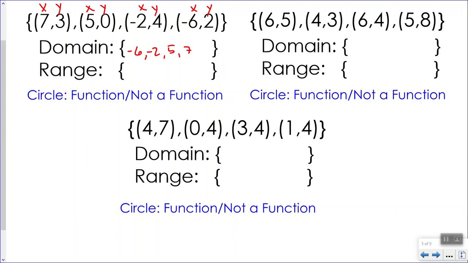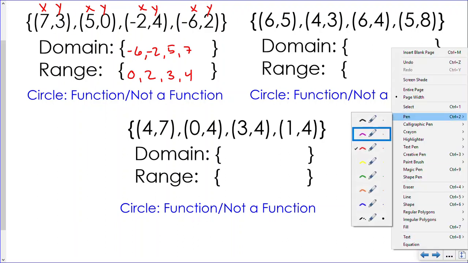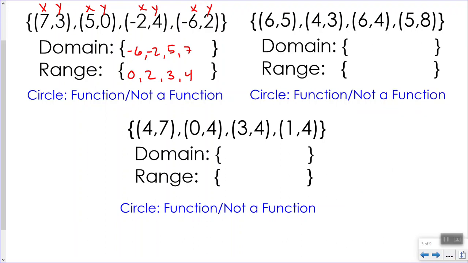Then we do the same thing with the y's. We have 3, 0, 4, and 2. So we have 0, 2, 3, and 4. Now when we go to decide whether this is a function or not a function, I look at each individual ordered pair. So I see that 7 maps with 3, 5 goes to 0, -2 goes to 4, and -6 goes to 2. Remember that our rule for whether a relation is a function is whether each x value or each domain value maps to only one specific range value.